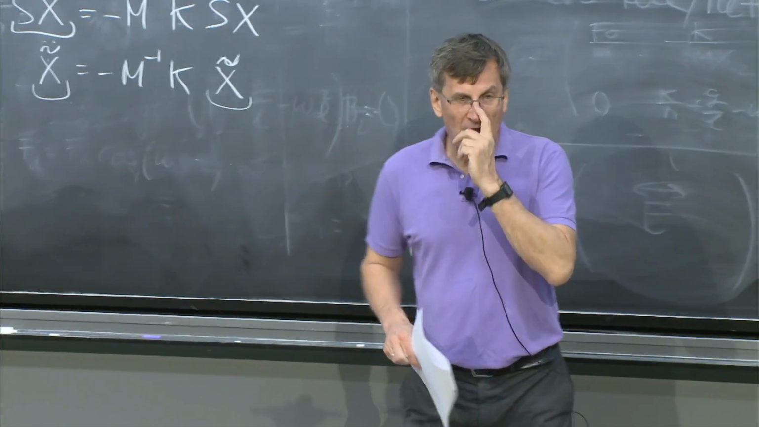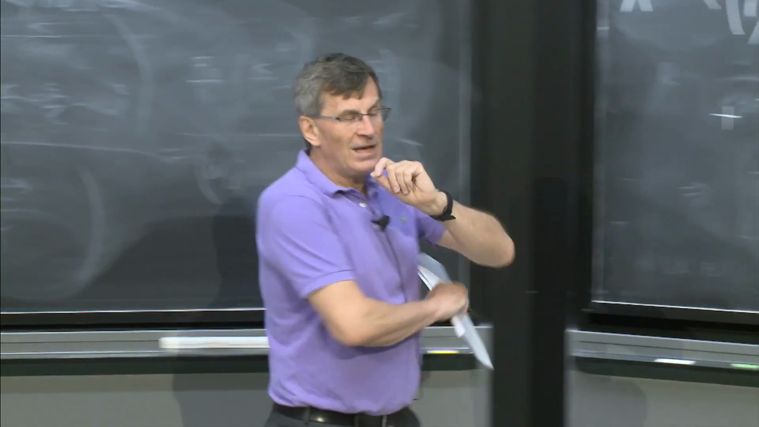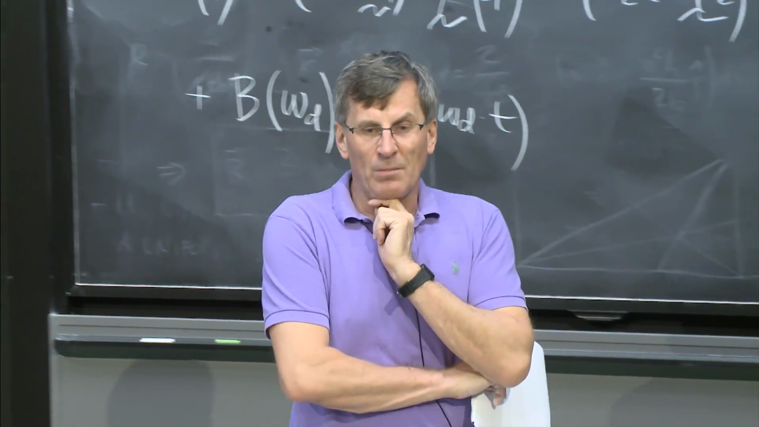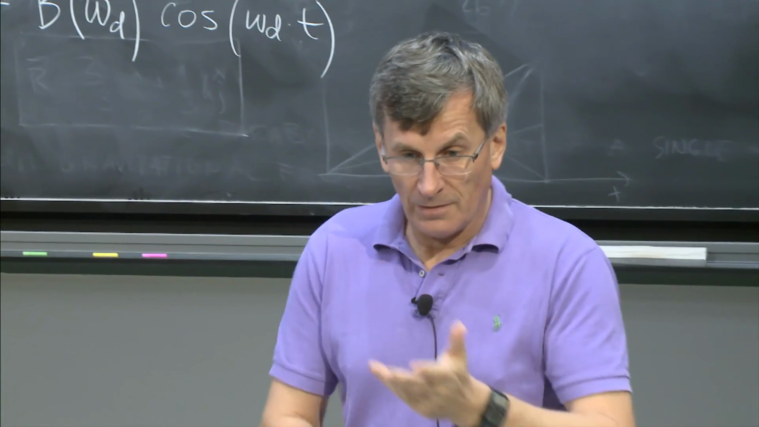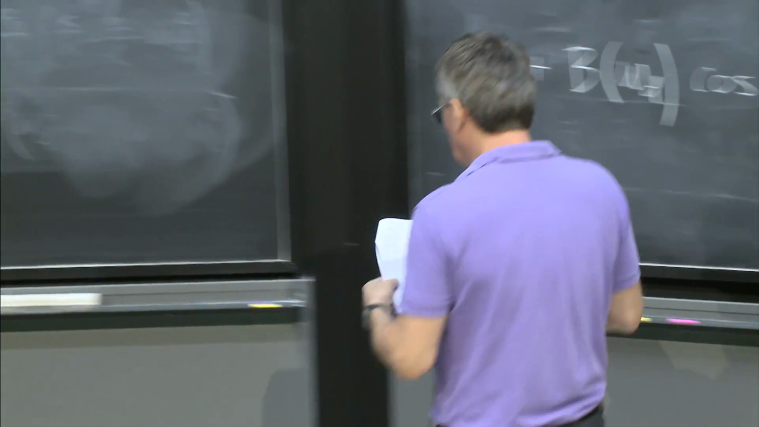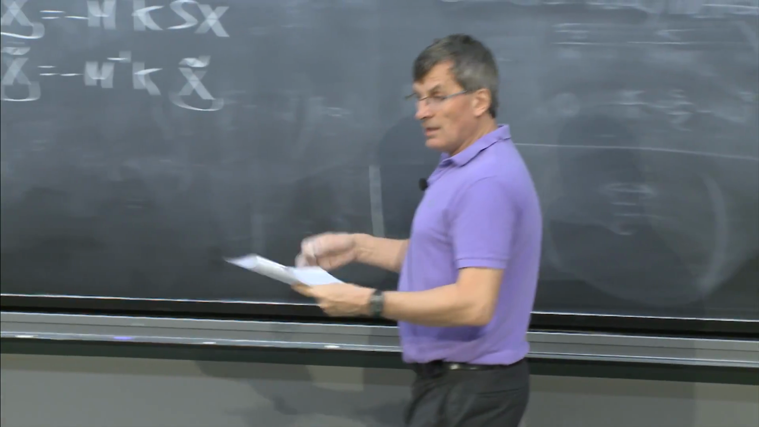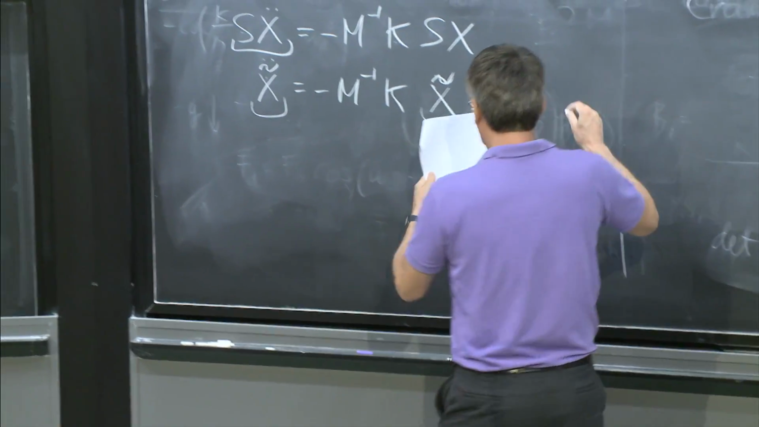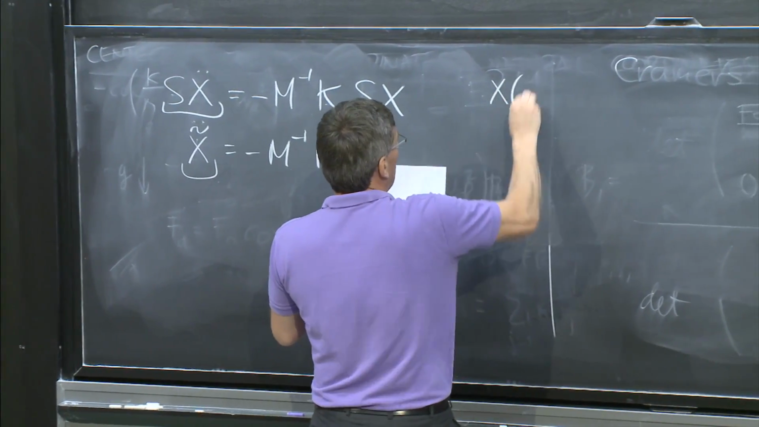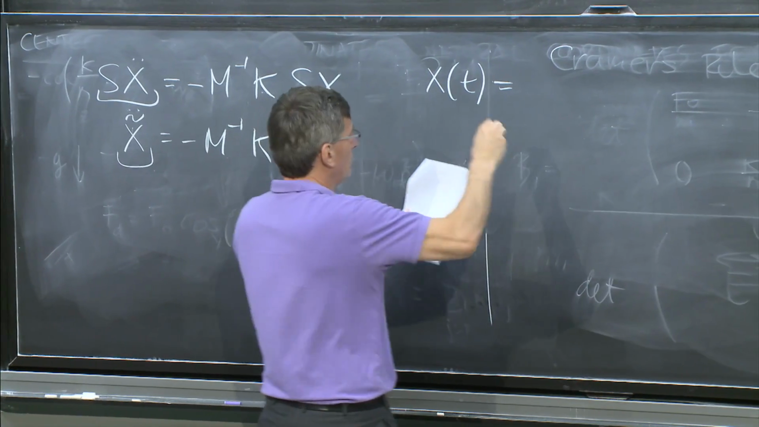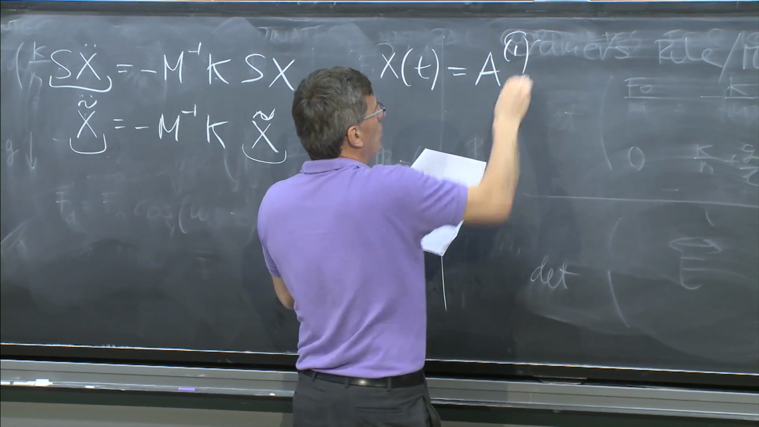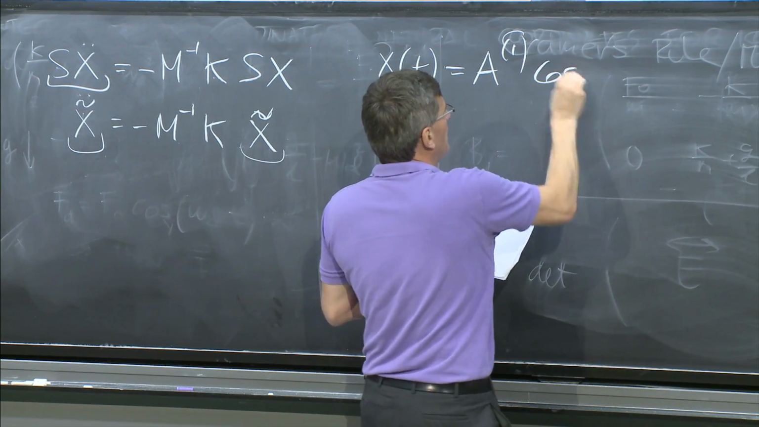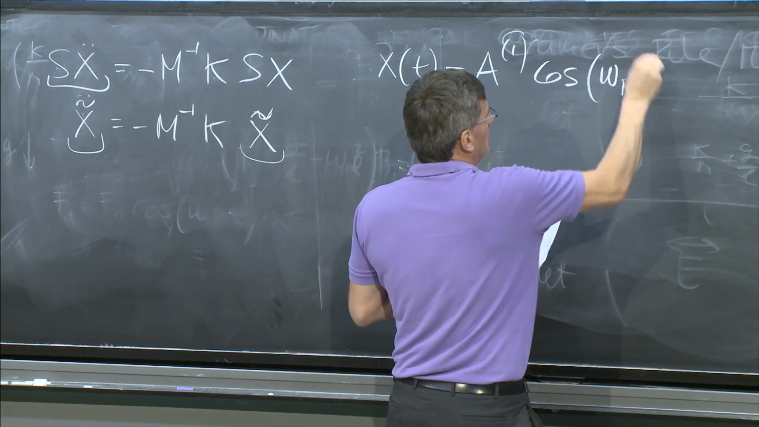So now comes the interesting question. Let's say X is a normal mode, right? We have normal modes. Let's say X is a normal mode, oscillating with a certain frequency. So I have X of t, let's say it's normal mode number 1, cosine omega 1 t.